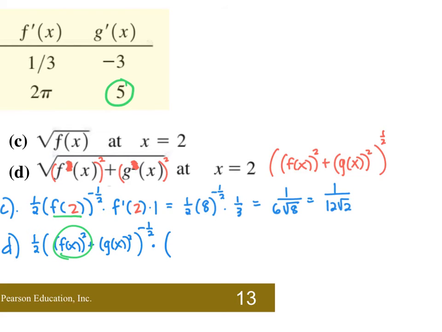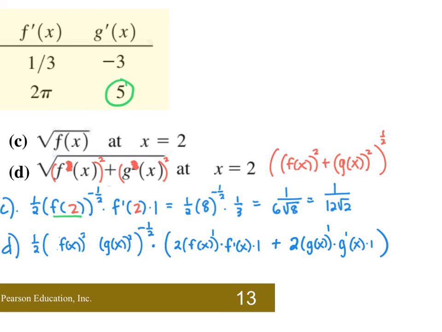So I still have a 2 power, which will come to the front, leaving the inside unchanged, decreasing the power to 1. And then it has its own chain rule of f prime of x, and then times 1. And then plus, I'm going to add to that the derivative of g of x quantity squared. So 2 times g of x, the inside left alone, to the first, times g prime of x times 1. So there were a lot of nested parentheses going on in that overall equation.